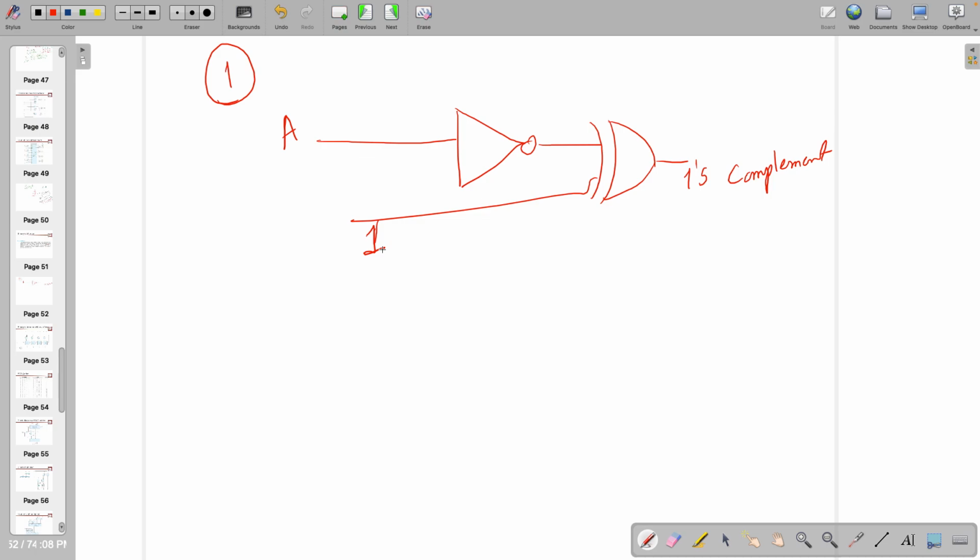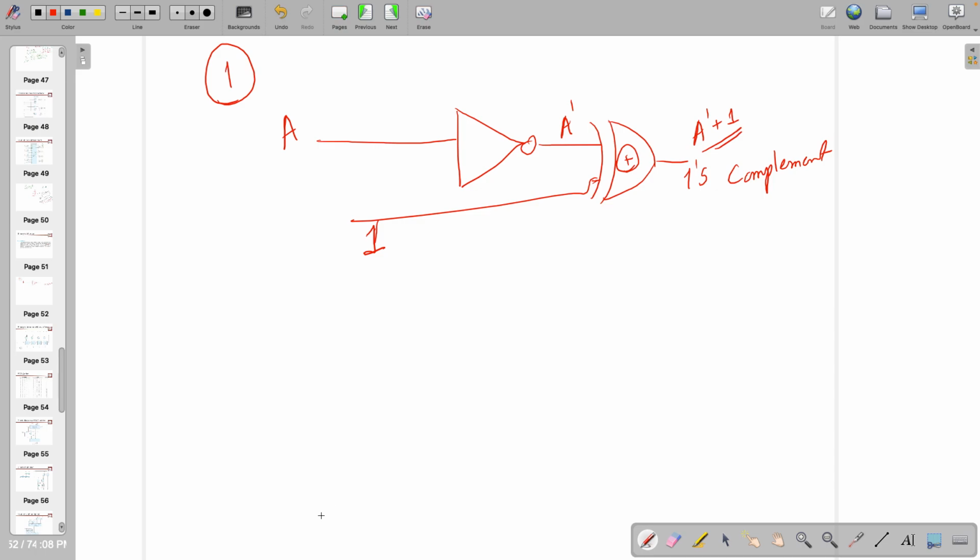Right? The XOR gate is the one which adds two numbers, right? So you can add both of them. This is A prime plus 1, right? If both are 1, then the output is 0. If both are different, then the output is 1, right? So this is what we can do, and we have used it in the half adder also, and we have used it in the full adder as well, right? So this is one way.